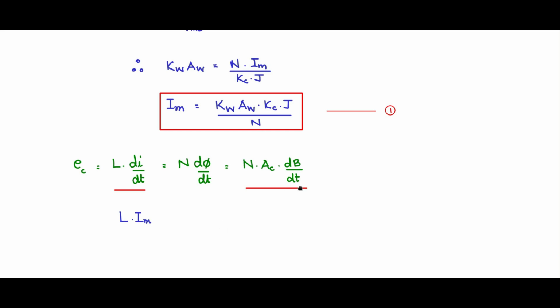And at the same time, the flux density would have reached Bm. So L Im equals N Ac Bm. So this is another relationship where L Im, the current, is related to the magnetic properties and the core cross-section area. So this is relation 2.